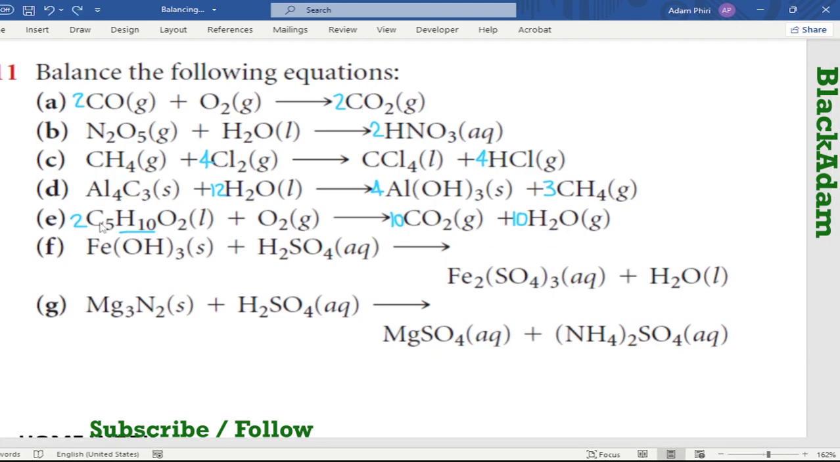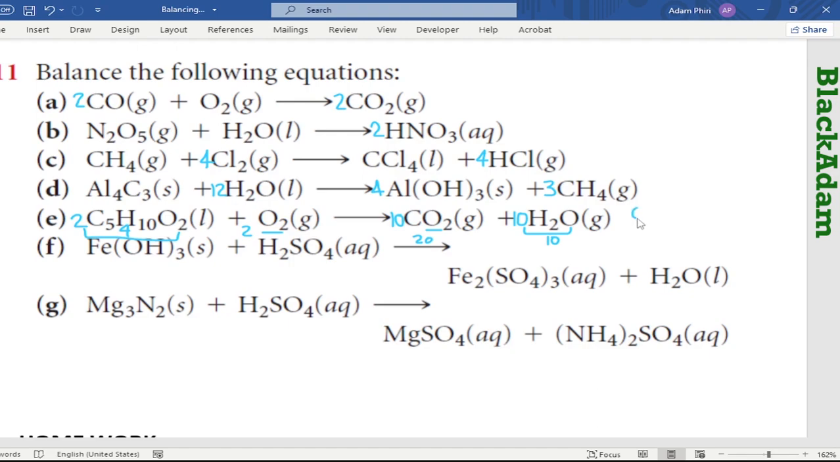So what we do next, we have to go to oxygen. Okay, oxygen 2 times 2 making it 4, and then we have there, which is 2, so that is 4 plus 2 is 6, and then we have oxygen there, which is 20, and that is 10 making it 30. So we have 6 on the left hand side. On the right side we have 30. So 6 plus x is 30. So solving for x there will mean we will have to get 24.